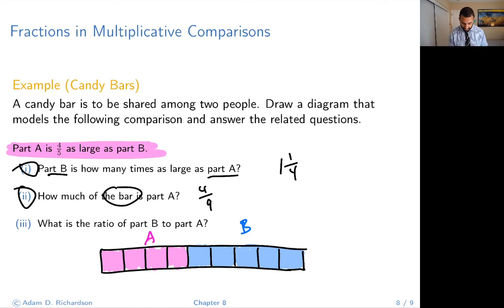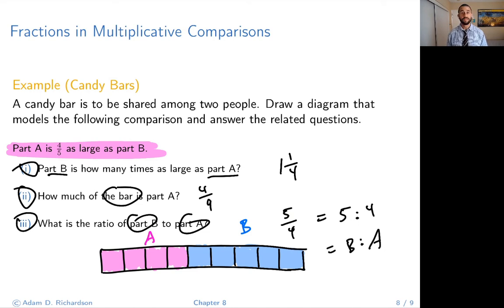And then part III here says, what is the ratio of part B to part A? So now we're changing the referent unit again. We're comparing B to A. What's the ratio of B to A? It's 5/4. So the answer to that one is 5:4, right? Remember, this is the same thing as saying 5/4, and we wanted to know the ratio of B to A. There we go. So the ratio of B to A is 5:4, which is 5/4. There you go.